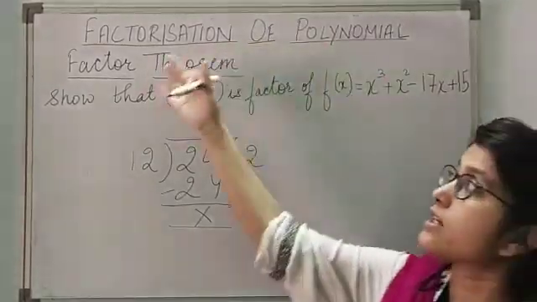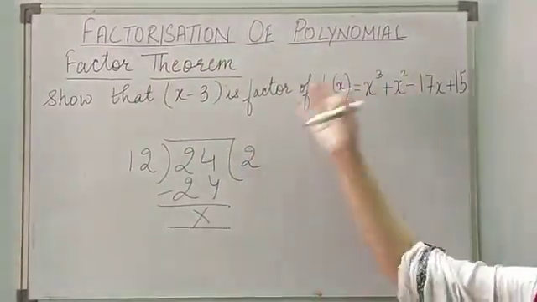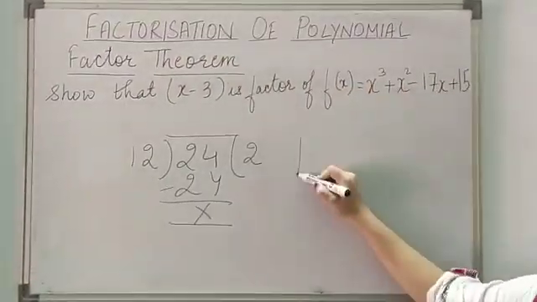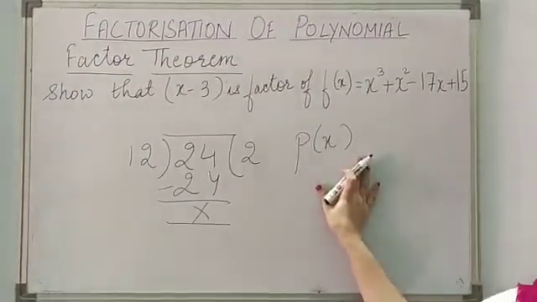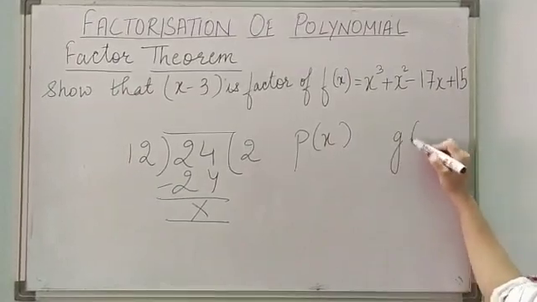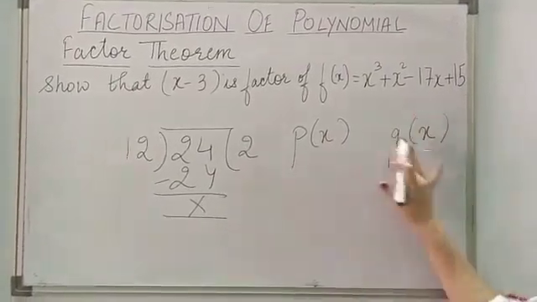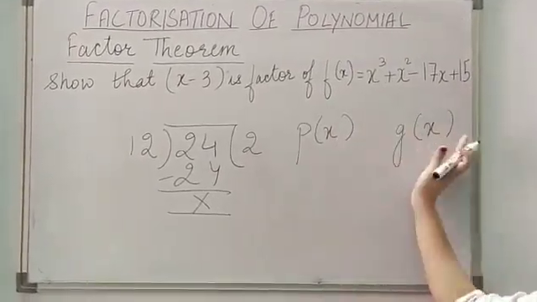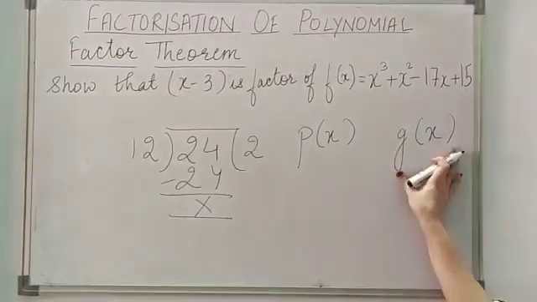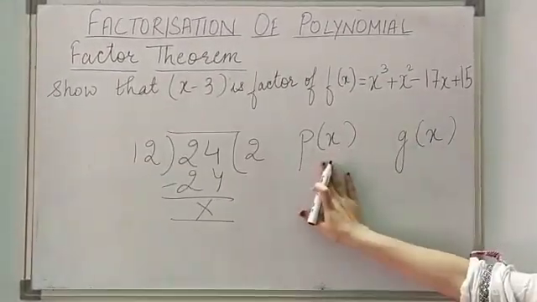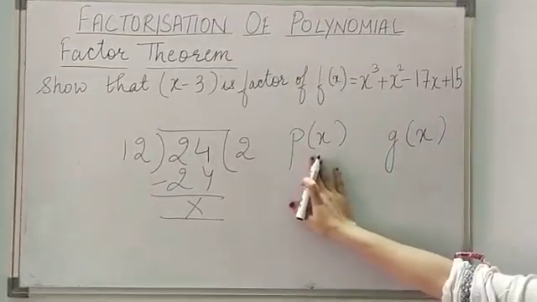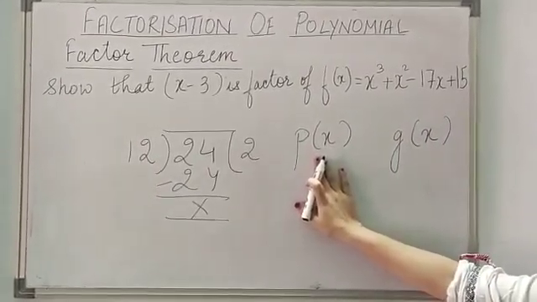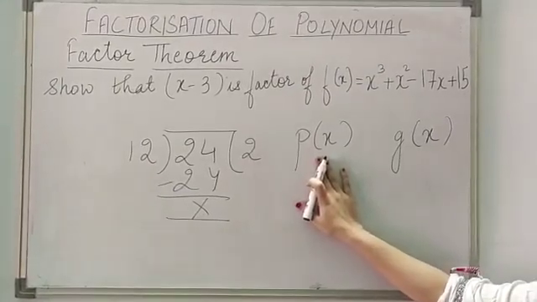Similarly, the factor theorem for polynomials. In polynomials, factor theorem means if any polynomial p(x) is given, and we have to check whether g(x), our divisor, is divisible or not, whether g(x) completely divides p(x) or not. If g(x) divides our polynomial completely, then it is a factor, meaning you will get remainder 0.